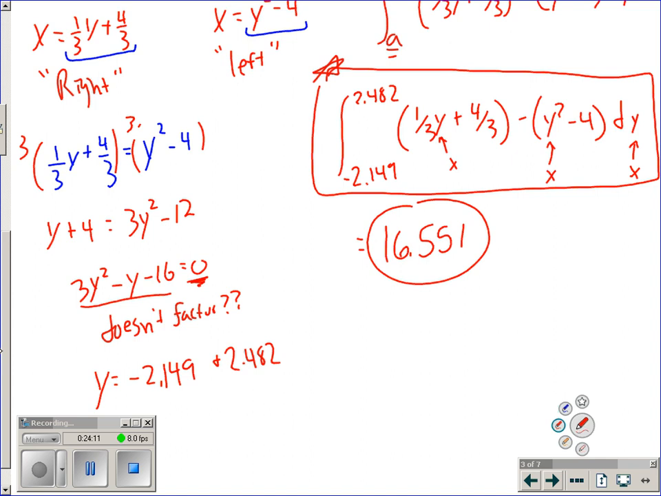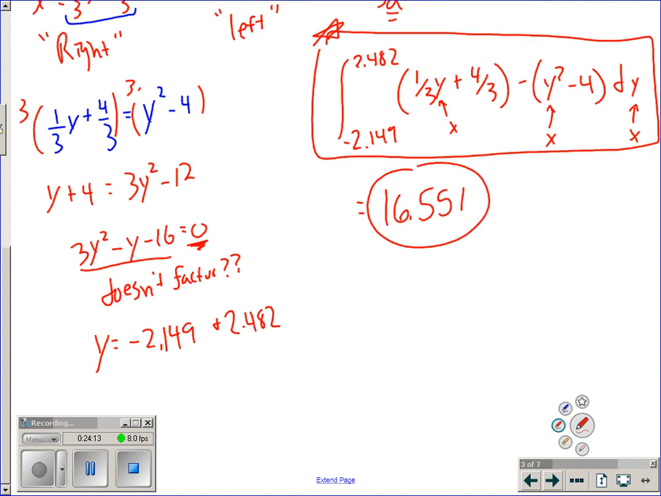So yay. The only thing different in today's lesson from yesterday is that we just have to make sure we change everything in terms of y. We have to get that intersection in terms of y, and we have to get our equations in terms of y, which isn't too bad, I don't think. It's just manipulating some stuff.